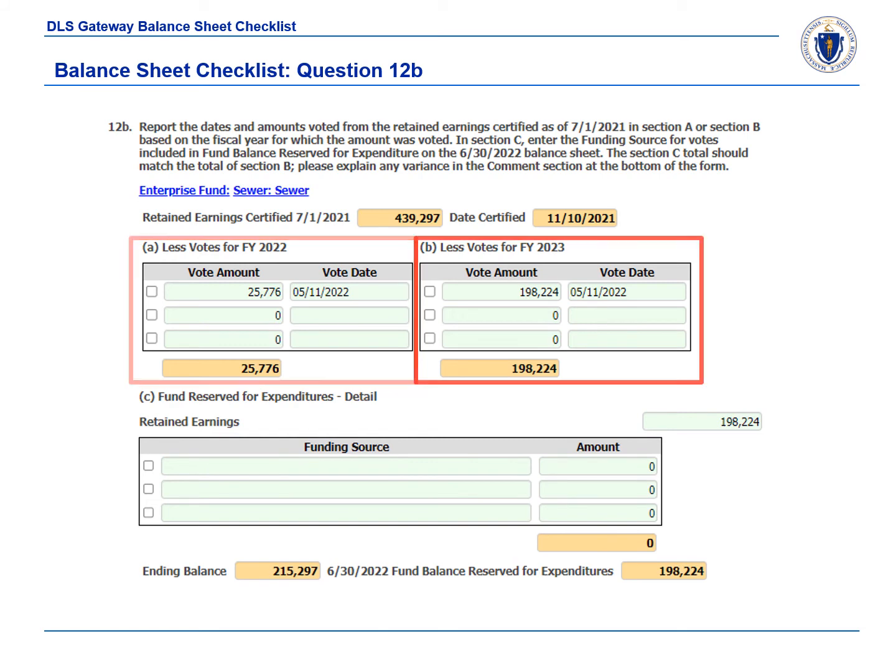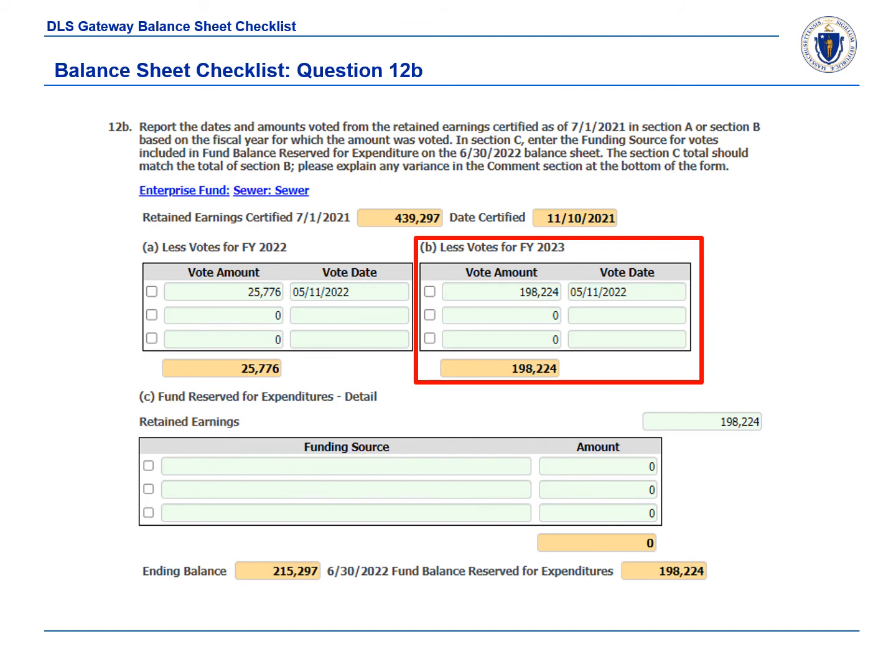In Section B, report the retained earnings amount that were appropriated for the upcoming fiscal year. For each vote date that retained earnings was appropriated, put the total amount of retained earnings used. These retained earnings votes typically fall into the reserve for expenditure line on your enterprise fund balance sheet and are for the upcoming fiscal year budget. However, the funds are available for expenditure immediately after being voted by town meeting and can be spent prior to June 30th and may not be reported as fund balance reserved for expenditure.